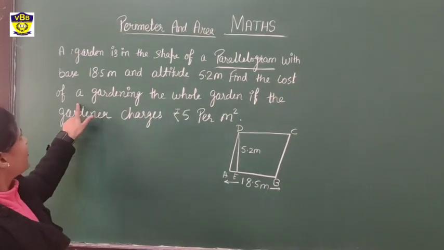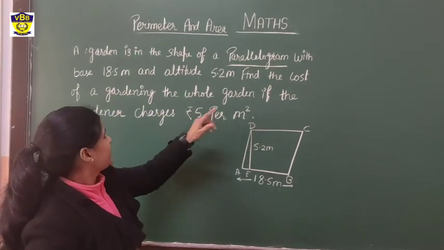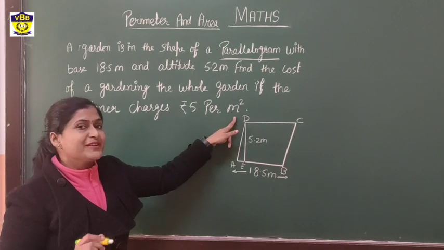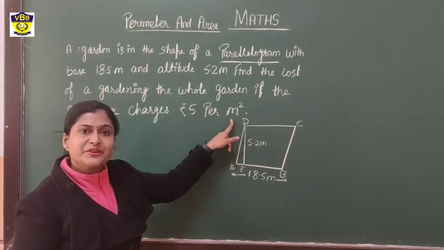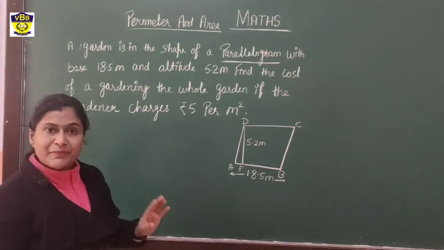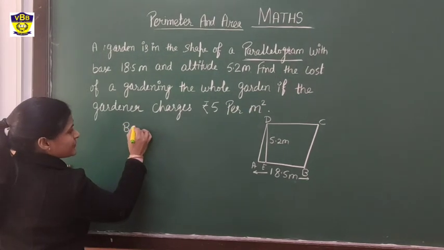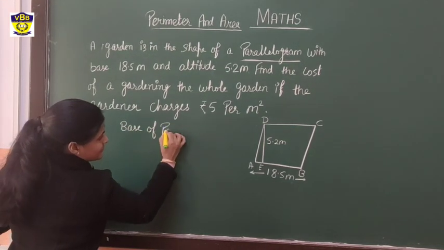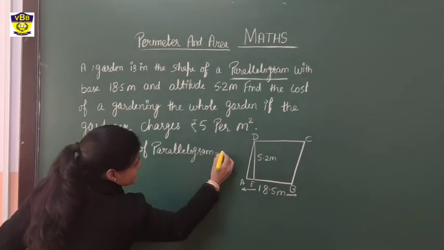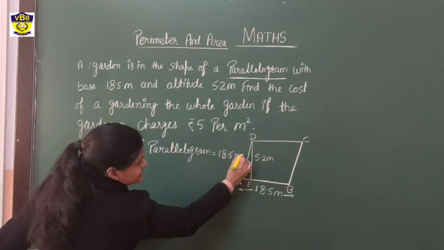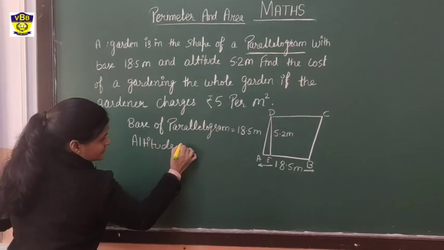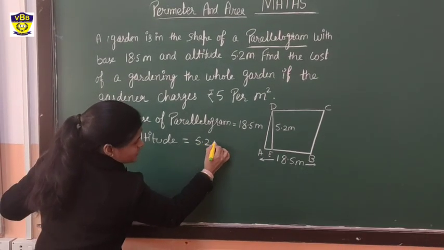Find the cost of gardening the whole garden if the gardener charges rupees 5 per meter square. Now tell me, meter square is the unit for area. So we need to find the area of the parallelogram. In this scenario, base of the parallelogram is 18.5 meter, and altitude is 5.2 meter.